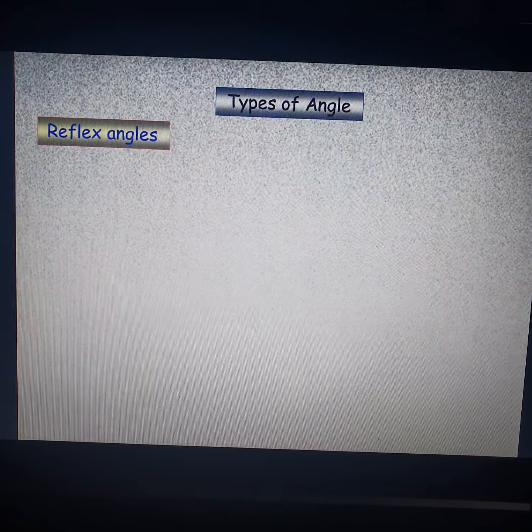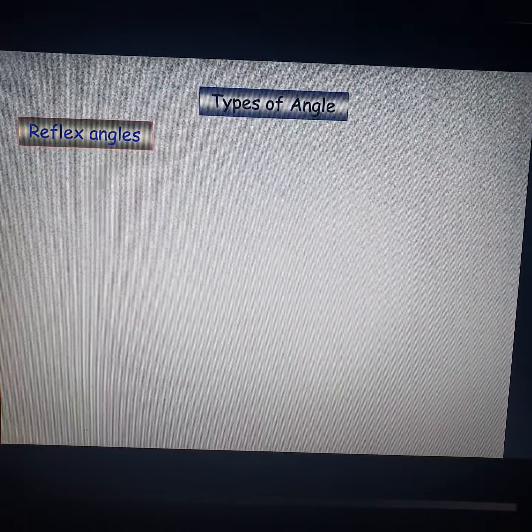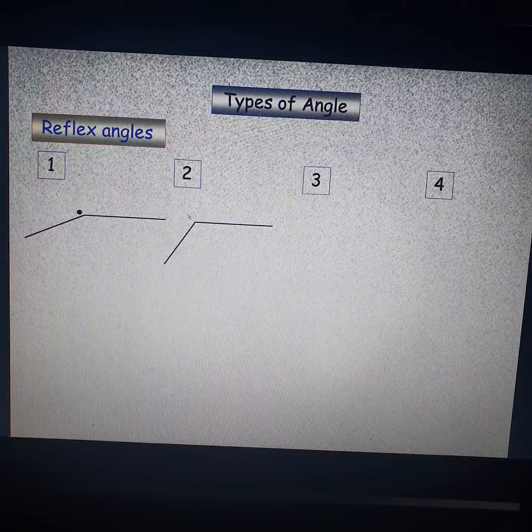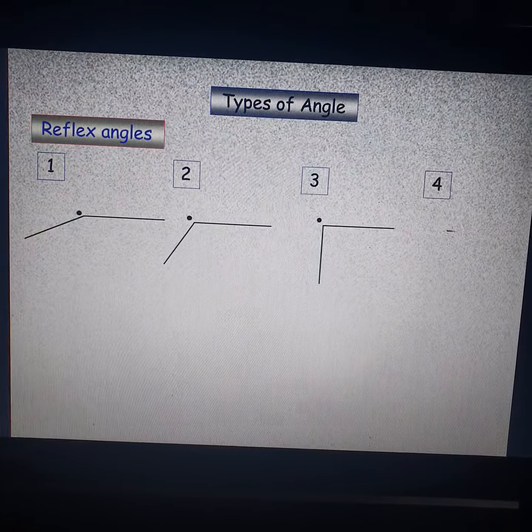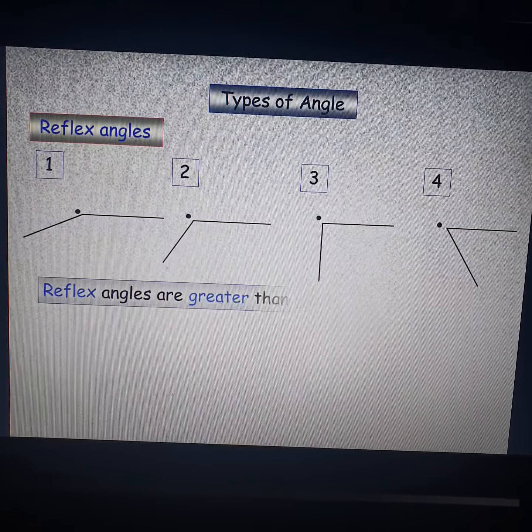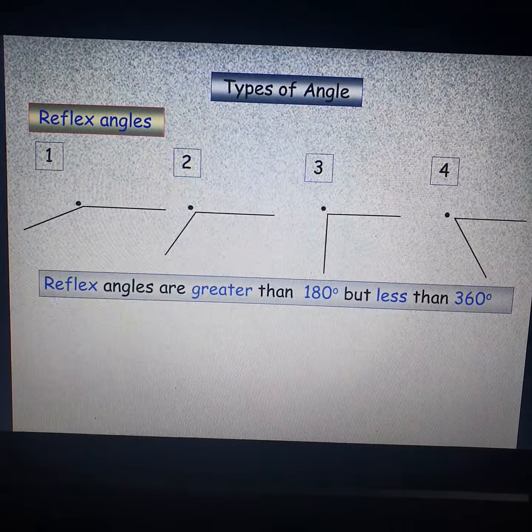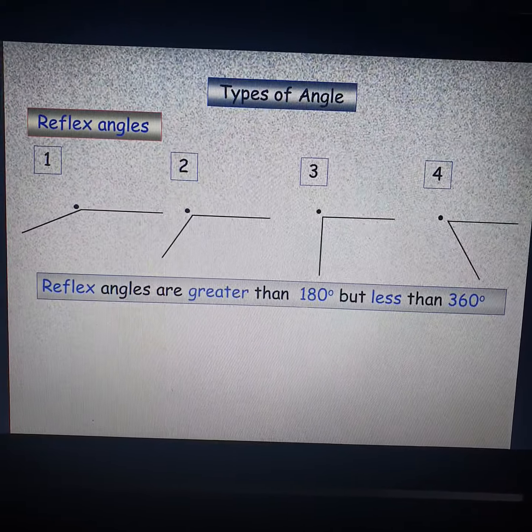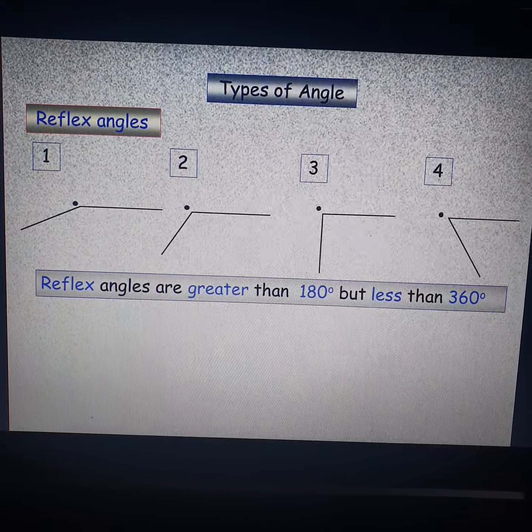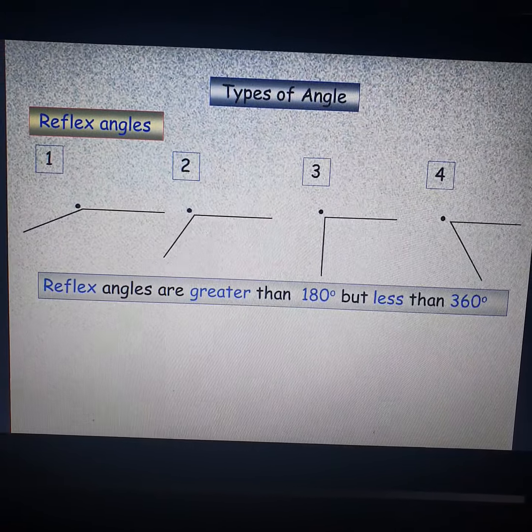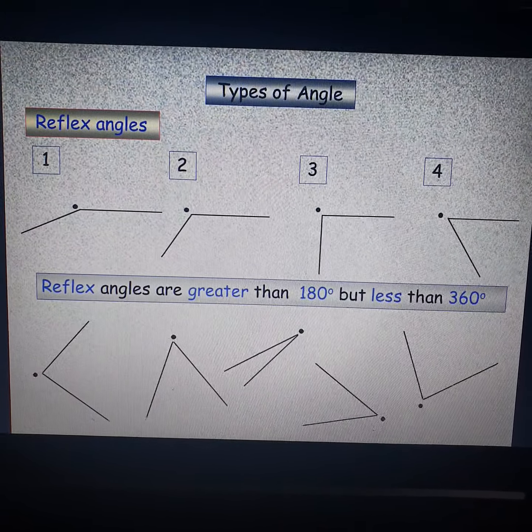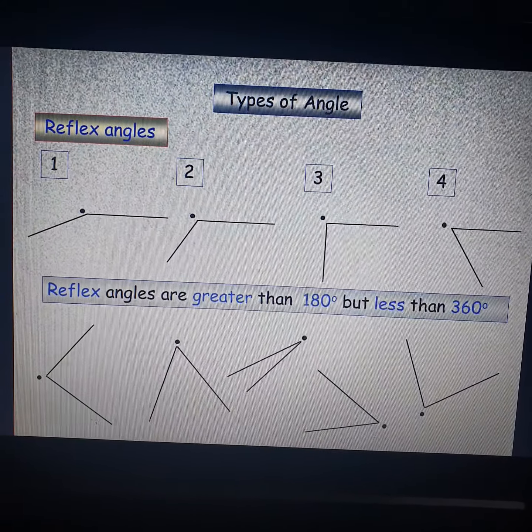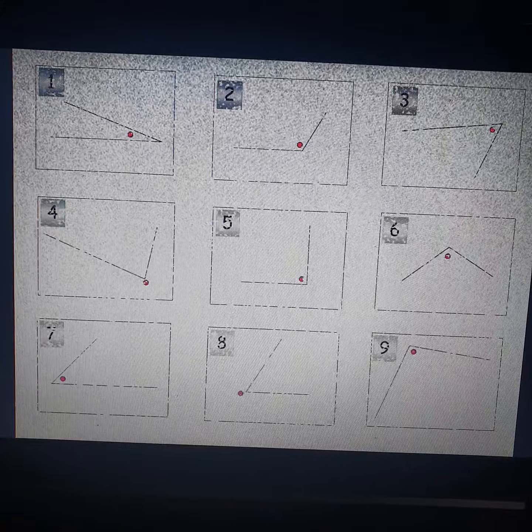Then a reflex angle. Can you remember what a reflex angle looks like? Let's have a look at these diagrams. Okay, so what are the characteristics of a reflex angle? Could you tell me? Take this down as well. Reflex angles are greater than 180, but less than 360. Okay, so greater than a straight line, but less than a full rotation or a full turn. So look at all these reflex angles, okay? So maybe take down the definition, heading, and obviously maybe 2 or 3 of the diagrams.